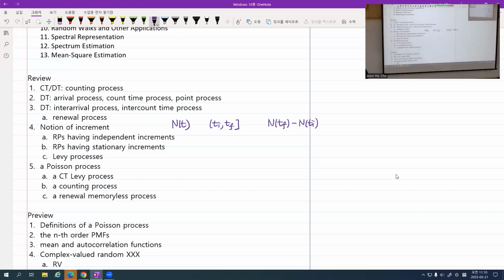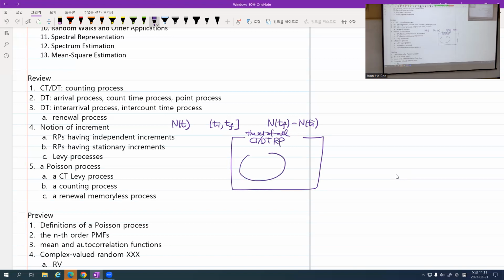And there is an interesting class of random processes, continuous time or discrete time, counting or non-counting processes, whose increment satisfies both of the properties, independence and stationarity. And then we call the random process a Lévy process. So if I draw a Venn diagram, here goes, for example, the set of all continuous time or discrete time random processes, then there is a very small subset.